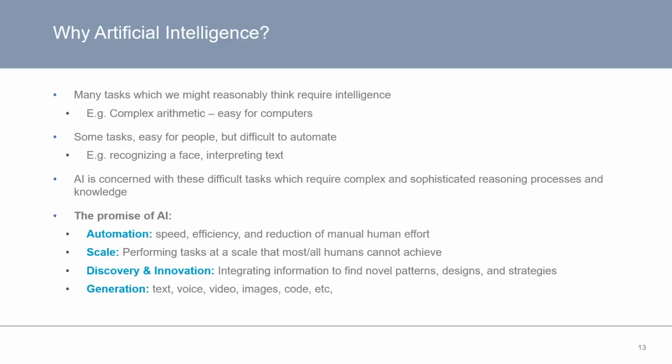Overall, the promise of AI includes automation, focused on speed, efficiency, and the reduction of manual human effort; scale, focused on performing tasks at scale that most or all humans can't achieve; discovery and innovation, focused on integrating information to find novel patterns, designs, and strategies; and generation, of text, voice, video, images, code, and many other possibilities.